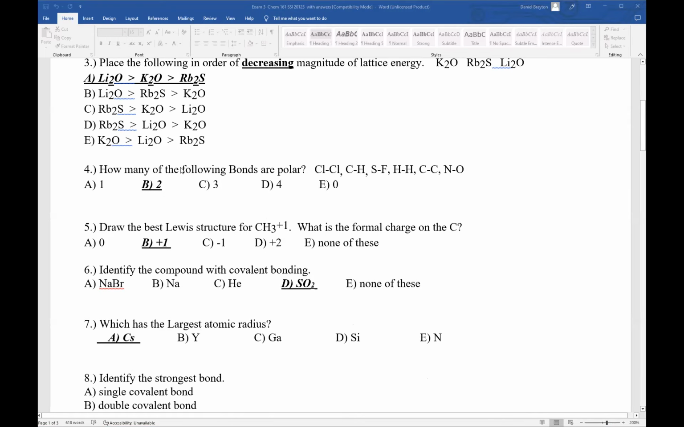4, how many of the following bonds are polar? So this means basically for us, if they were the same element, they're nonpolar. Then basically anything that wasn't carbon hydrogen, so the chlorine, the CH, the HH, and the CC are not going to be polar. And this one asks which are. So the only 2 left are the ON and the SF bond.